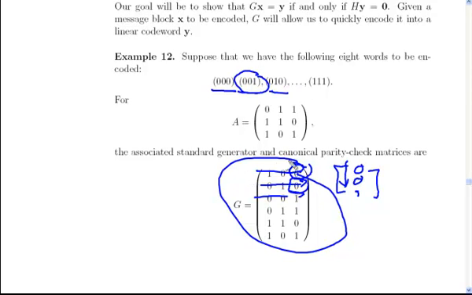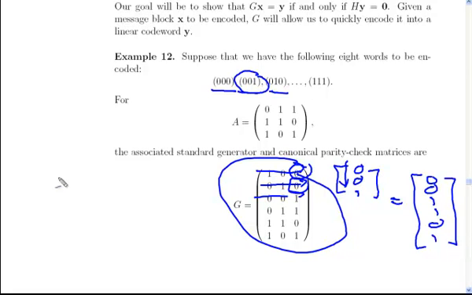Do the first row times column: 1 times 0 plus 0 times 0 plus 0 times 1. The first two really don't do anything because they always multiply by 0. It's only the last one here that gives us some contribution. Since the last entry in this row is 0, the result is going to be 0. In fact, I can just read the result off of the last column of G. It's going to be 0, 0, 1, 1, 0, 1. So that's going to be a code word.